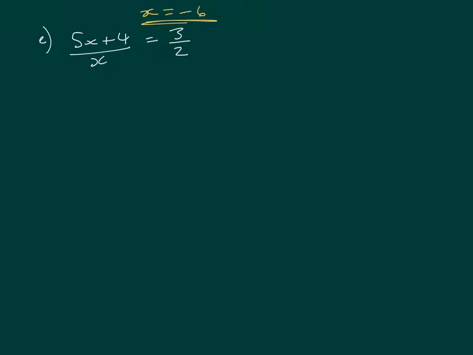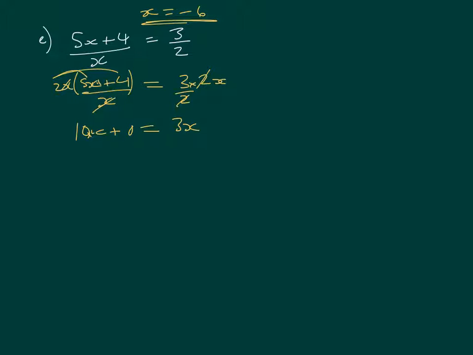So if I have 2x outside of 5x plus 4 over x equals 3 times 2x over 2. These x will cancel here, so we've got rid of the x in the denominator, and that 2 will cancel there. So what we're going to have is essentially a bracket 2 times 5x and 2 times 4, which is going to be 10x plus 8 equals 3 times x, which is 3x.